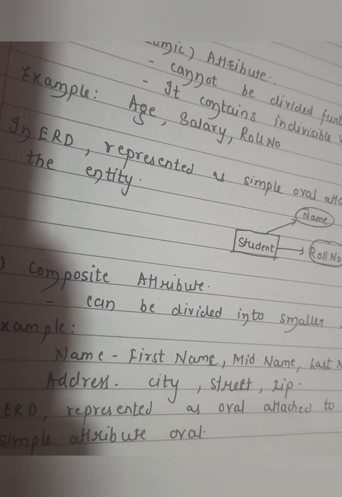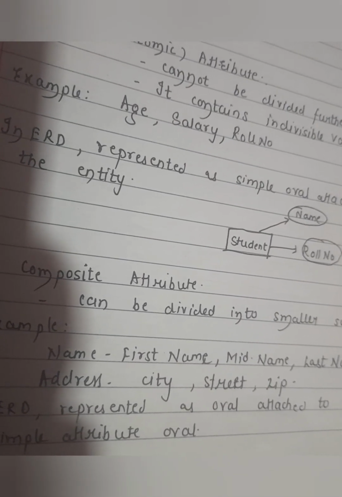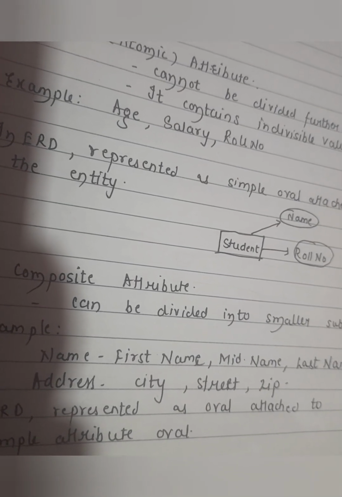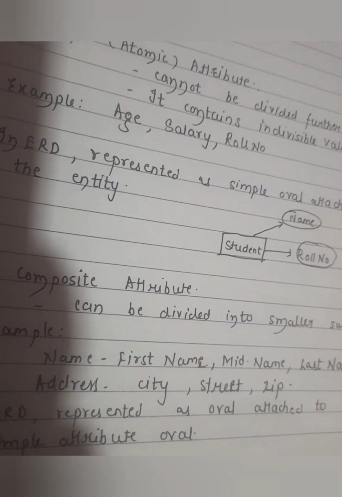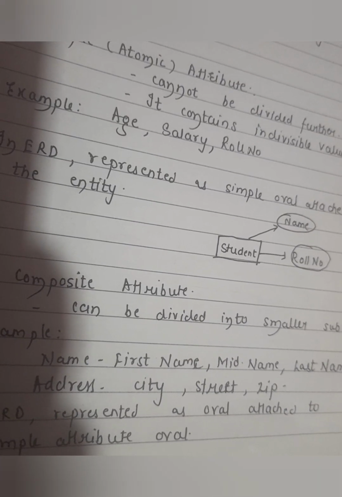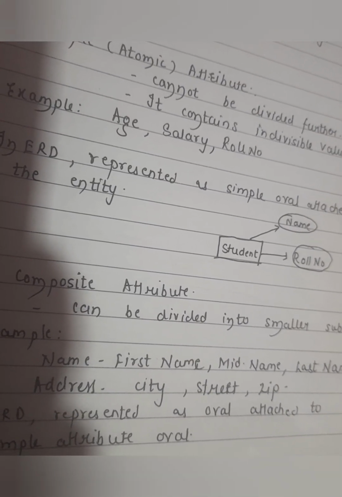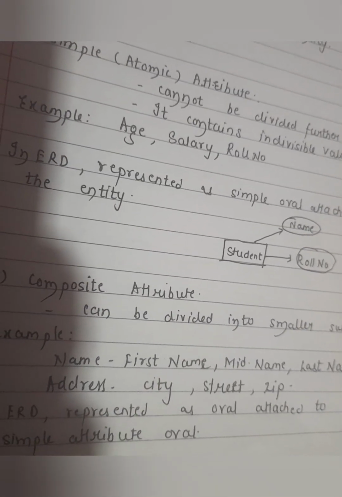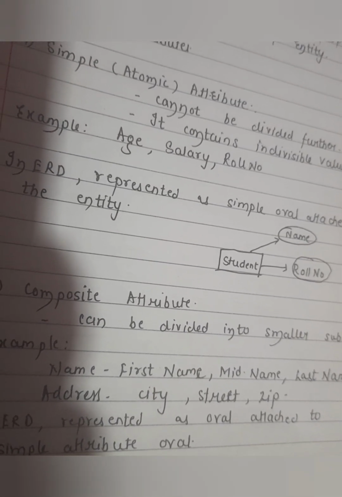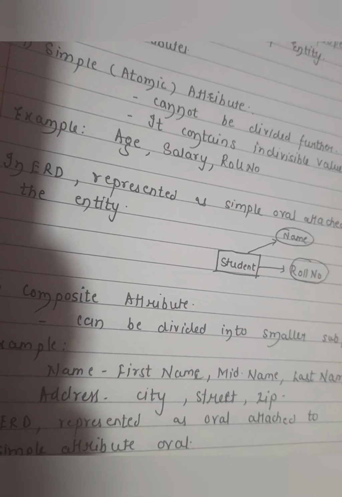Let's start with the second one, composite attributes. These are attributes that can be divided into further smaller subparts. Example, name. Yes, we can divide the name into first name, second name, last name, middle name, right? Address can be divided into city, street, area, pin number. So both name and address can be included in the composite attribute.